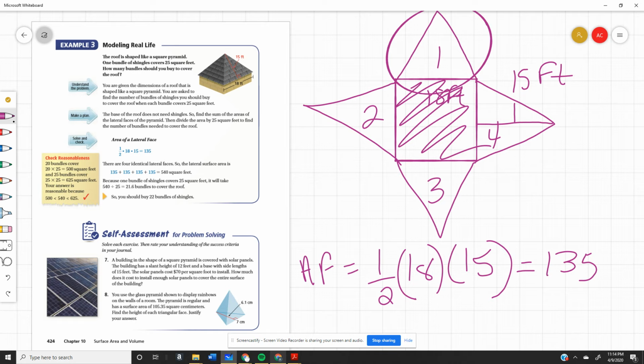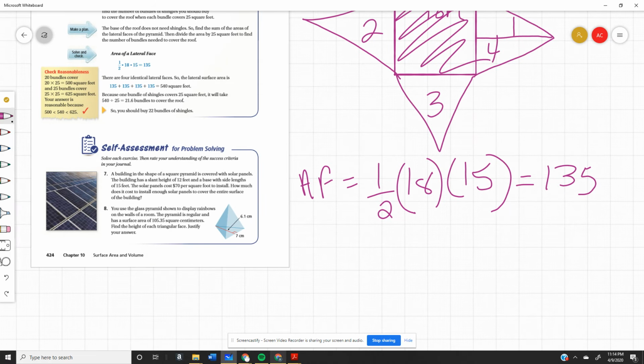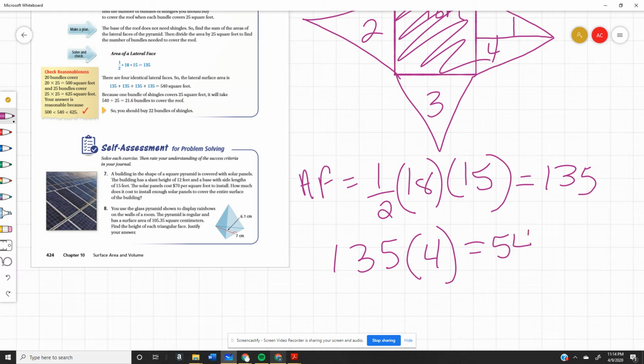Now I'm buying shingles for all 4 because I'm roofing the entire thing. So I need to calculate how much surface area I have on all 4 faces. So I'm going to have to do 135 plus 135 plus 135 plus 135, which is basically 4 groups of 135, which is 135 times 4. So 135 times 4 is 540. So the total lateral surface area, and we're calling it lateral because we're just finding the area of the lateral faces, is 540 feet squared.